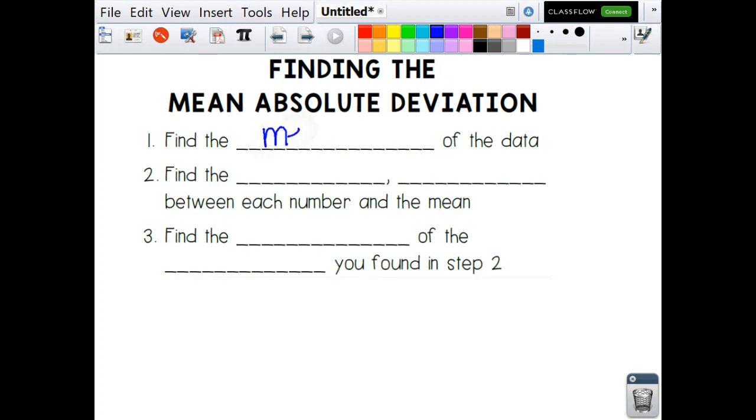Find the mean of the data is the first step. The first step we all know how to do. Okay, the second step is we're going to find the positive difference between each number and the mean. What does it mean by difference? Yeah, like subtraction. We're going to subtract each number with the mean and find the positive difference.